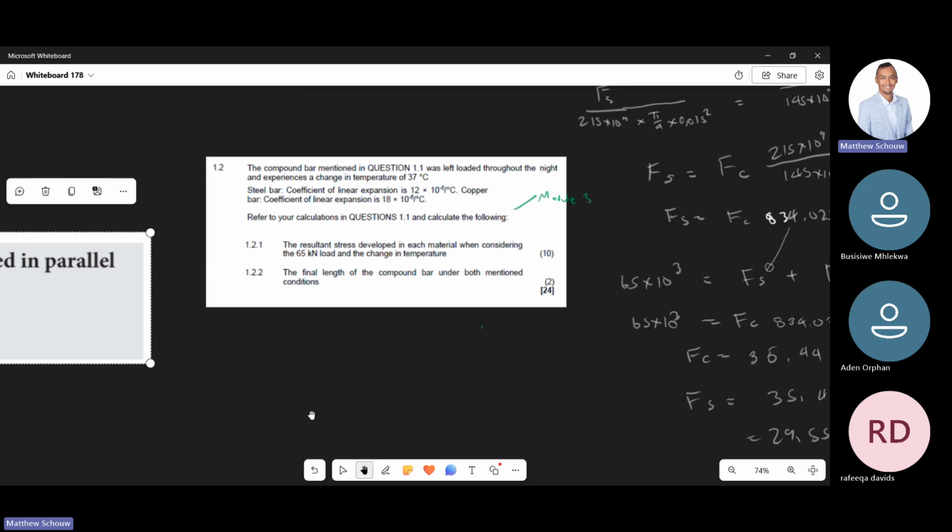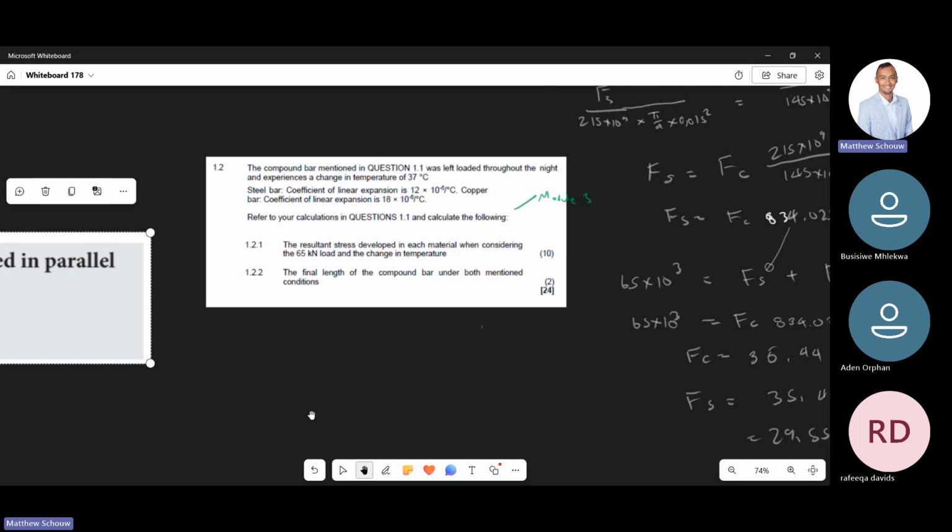They give us a coefficient of linear expansion for both. You find that copper is more than steel. And it says, refer to the calculation in the previous one and calculate the following: the resultant stress developed in each material when considering a 65 kilonewton load and the change in temperature.